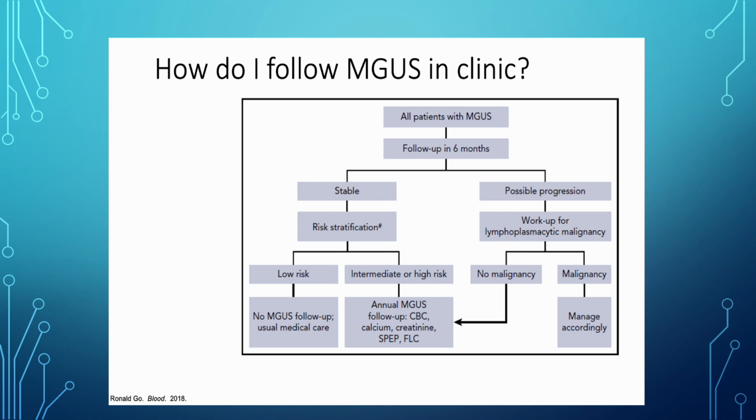If the patient is stable, we'll stratify the risk. Risk stratification, which I mentioned earlier in the slides as well, we'll do according to the Mayo Clinic model. And we'll see if the patient is low risk or intermediate or high risk. Again, if it's intermediate or high risk, definitely, because there's a chance, we'll go with an annual MGAS follow up that includes CBC, calcium, creatinine, SPEP, and FLC. But if it's a low risk, we don't need to follow up for MGAS. We'll go with the usual medical care.